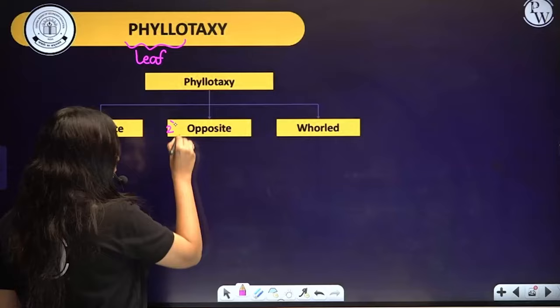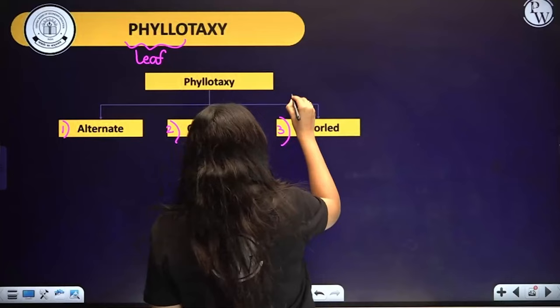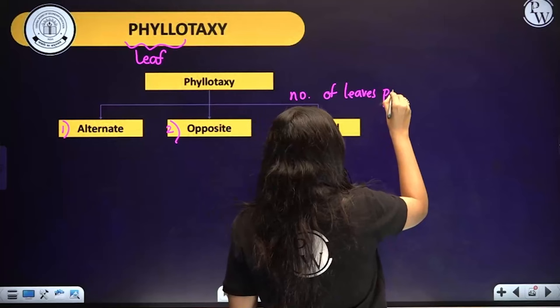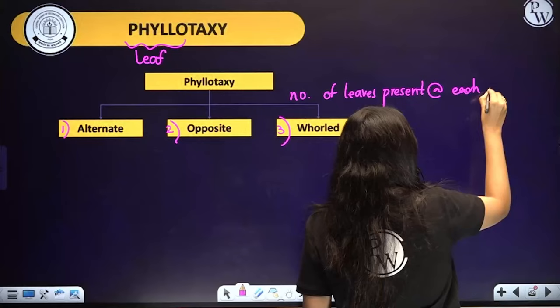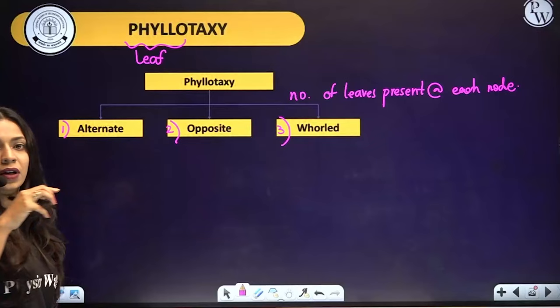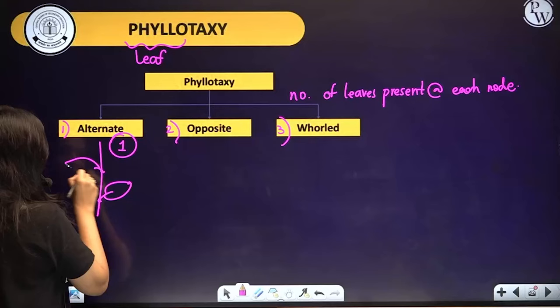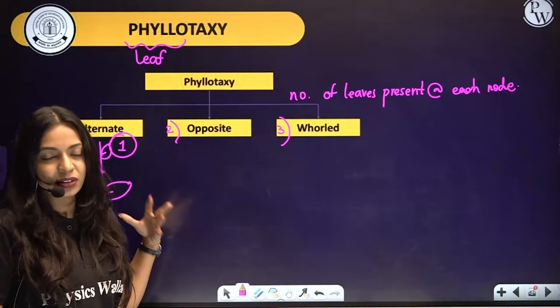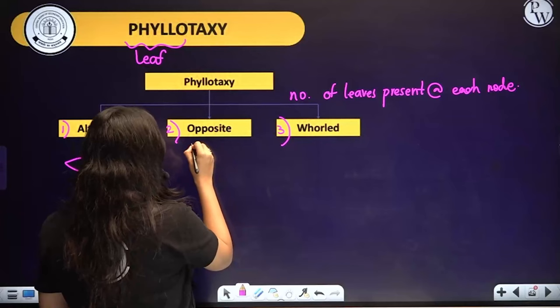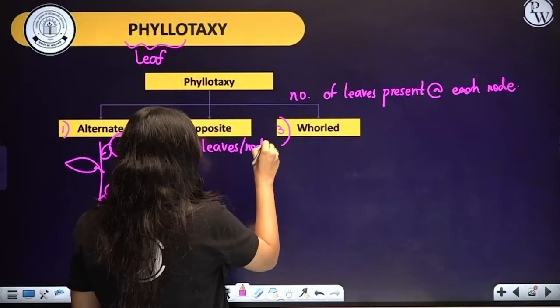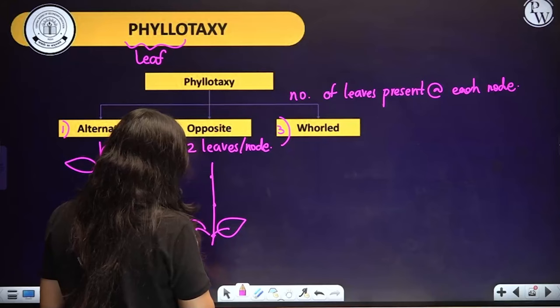And this classification is based on the number of leaves present at each node. Okay, so on the stem, you will have nodes, and at the nodes, you will find leaves present, right? So in alternate, what happens is at each node, there is only one leaf present, and they alternate in direction. This type of arrangement of leaves is called alternate phyllotaxy. Opposite will have two leaves per node. Okay, so over here at each node, you can see the presence of one leaf, two leaf, one leaf, two leaf. Okay, so this is opposite.